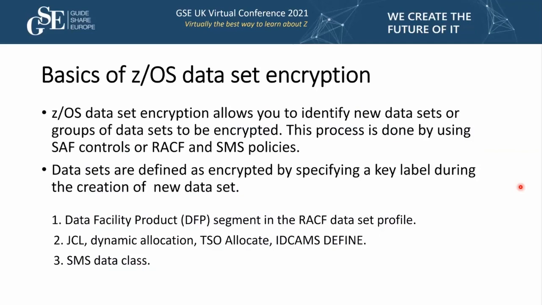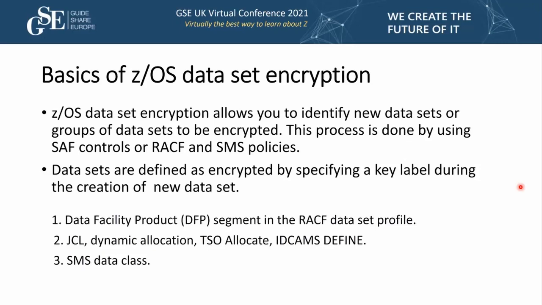So let's learn how the basic z/OS data set encryption works. z/OS data set encryption allows you to identify new data sets or groups of data sets to be encrypted. This process is done by using RACF controls or RACF and SMS policies. You can specify key labels to identify encryption keys, such as secure keys that are in the cryptographic key data set. When an encrypted data set is created, the key label is stored as an attribute of the data set in the catalog.